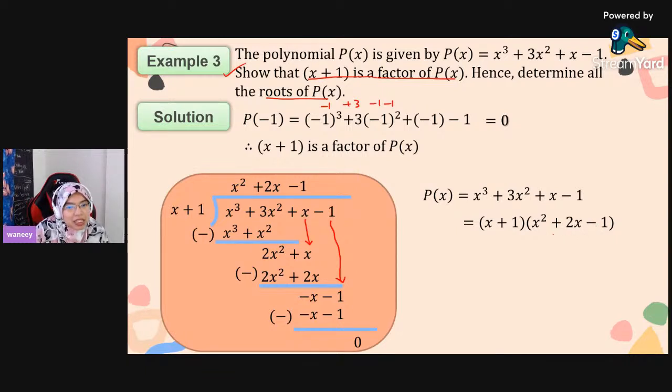Now let us think a little bit. How to factorize x squared plus 2x minus 1? I'll give you 30 seconds. Try to factorize x squared plus 2x minus 1. What do you get when you factorize them?